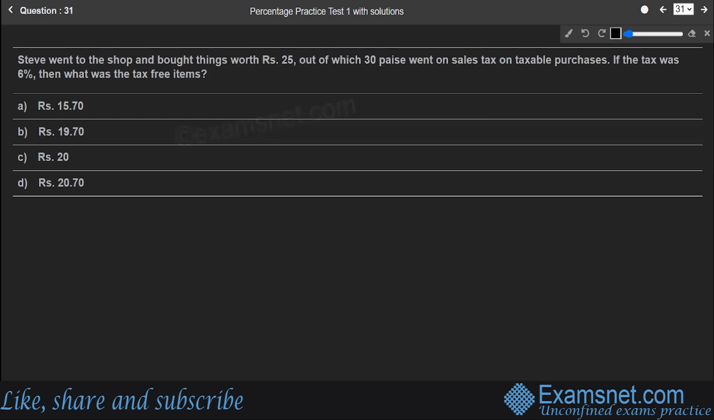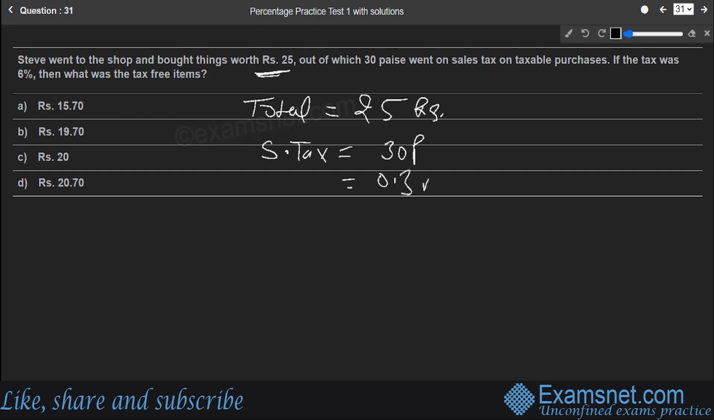Okay, so the question says Steve went to the shop and bought things worth rupees 25. That means the total amount that he has paid is 25 rupees, out of which 30 paise went on sales tax. How much sales tax did he have to pay? 30 paise, or we can convert this into rupees as well. That is 0.3 of a rupee, because 1 rupee has got 100 paise. And on taxable purchases, the tax rate is given to us as 6%. Then what was the cost of the tax-free items? That's the question.